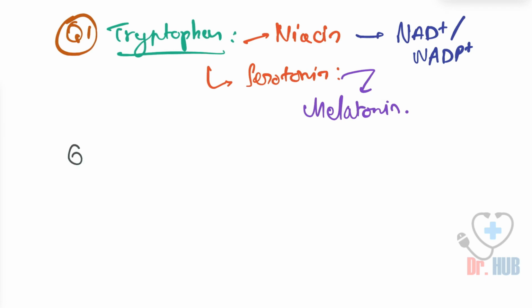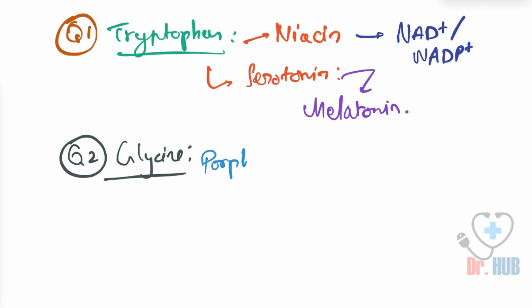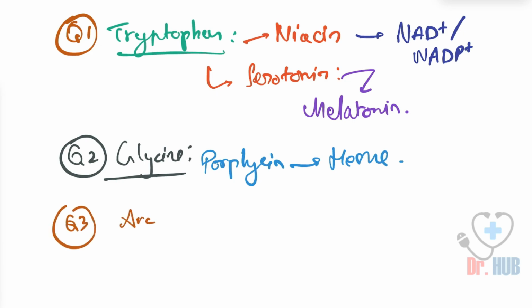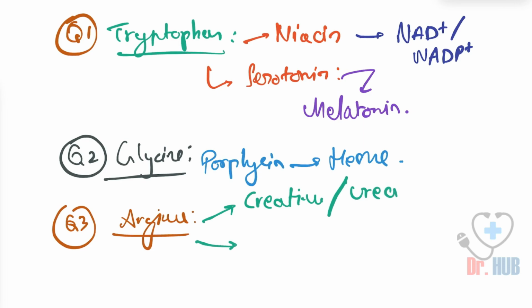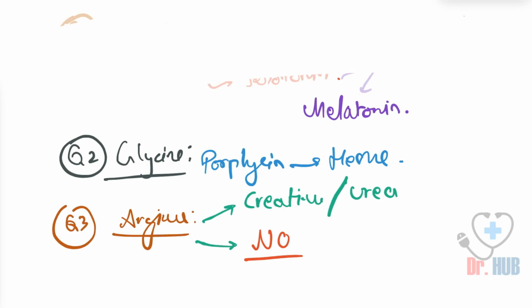Next question was, what about glycine? So the glycine is converted to the porphyrin. Glycine is converted to porphyrin as well as heme. This is all by glycine. Then the third one was, what about arginine? So the arginine is converted to creatine, there is also urea, as well as the nitric oxide.